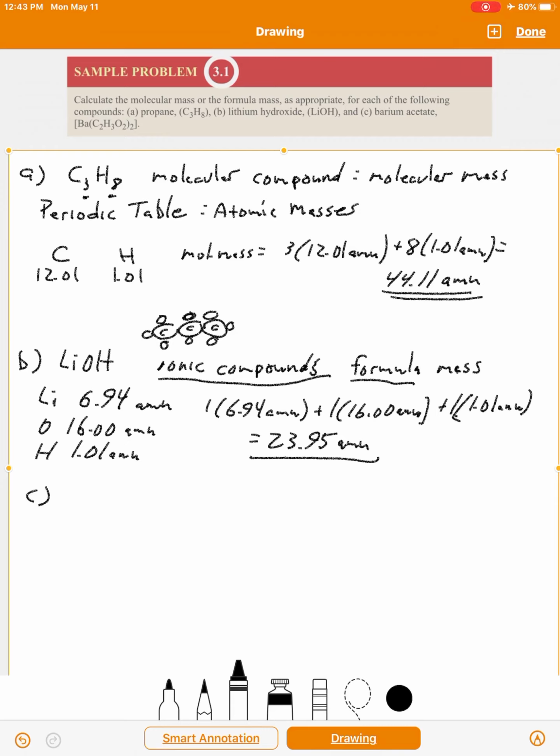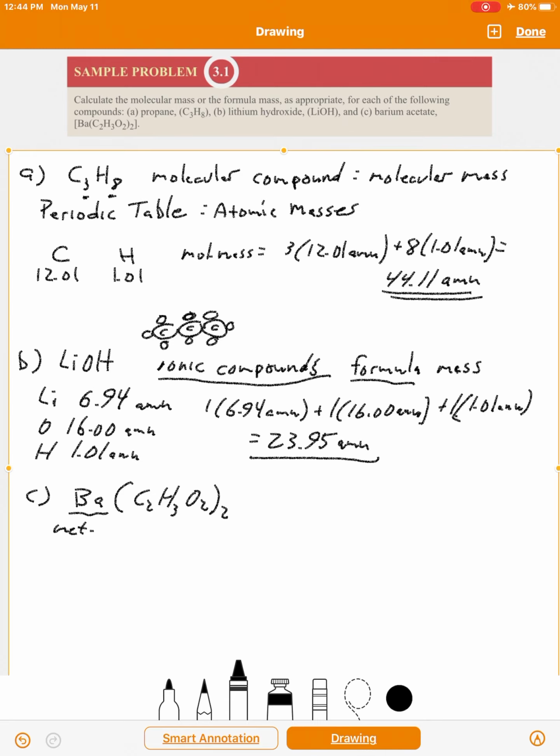The last one is the most complicated one. It's barium acetate. The acetate is a polyatomic ion. So Ba, again, the square bracket doesn't have any chemical interpretation here. It's just there for editing purposes. So what does this have? It's 2 acetates connected to a barium, right? It's useful to think of it that way.